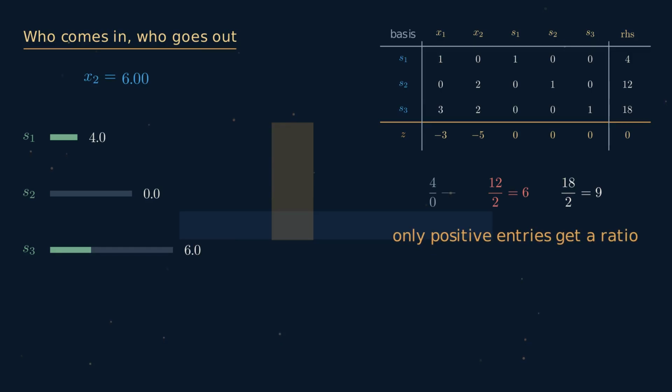One caution. Only positive entries in the pivot column get a ratio at all. A 0 or a -1 puts no ceiling on the entering variable, so it simply doesn't compete.